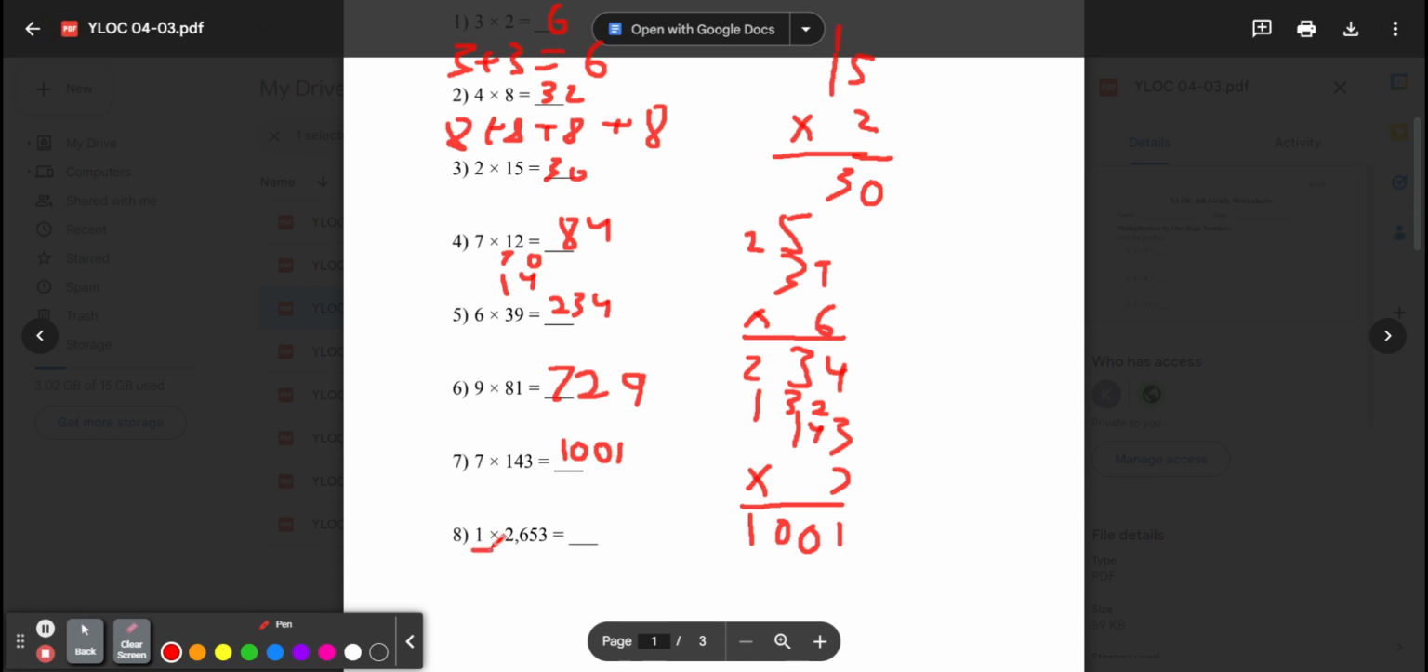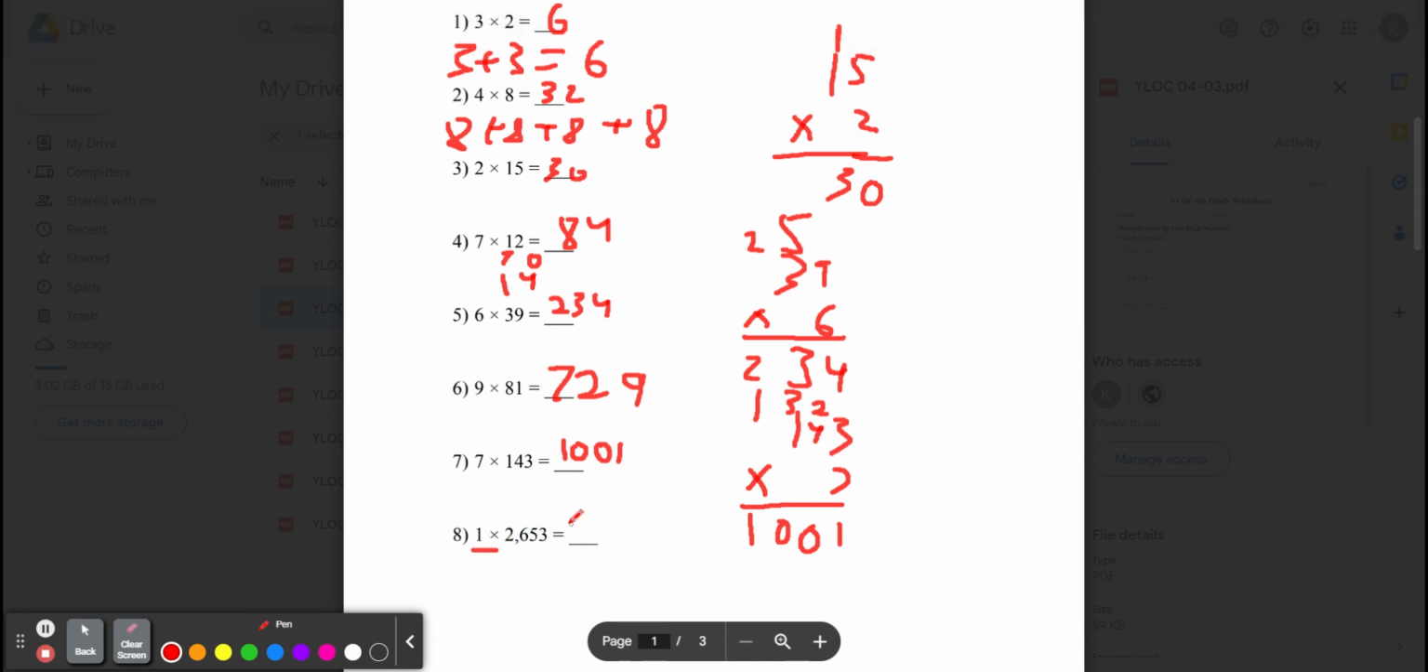For this last one, when you multiply by 1, the number does not change. So this is very simply 2653.